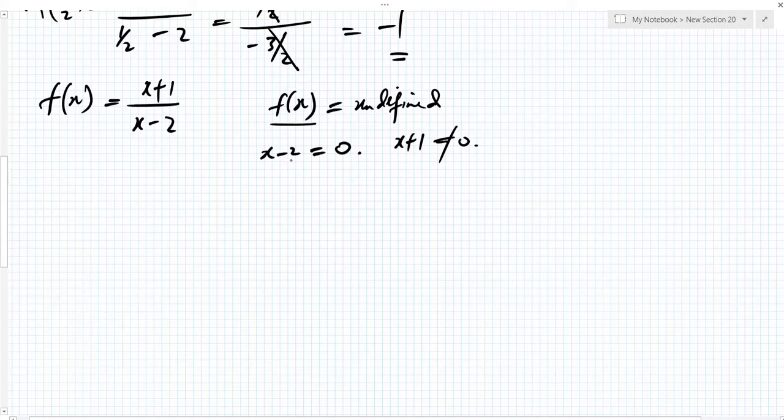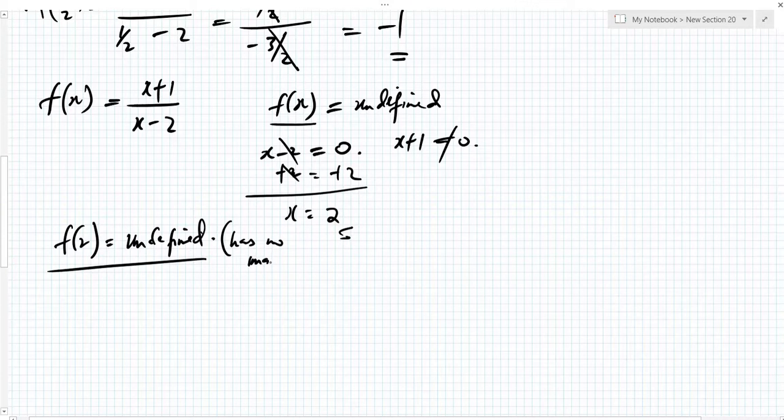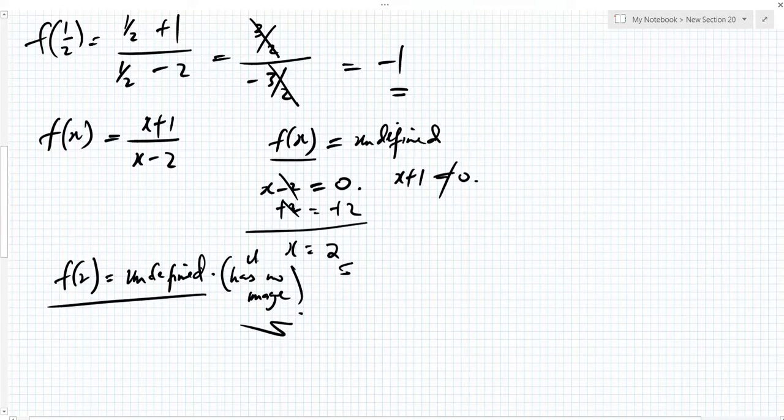To look for x, we need to eliminate this from the left hand side. To do that, we add the opposite of this, which is plus 2, to both sides. This will cancel out this. You have x is equal to 2. So f of 2 is undefined. So at the point where x is equal to 2, the function has no image.